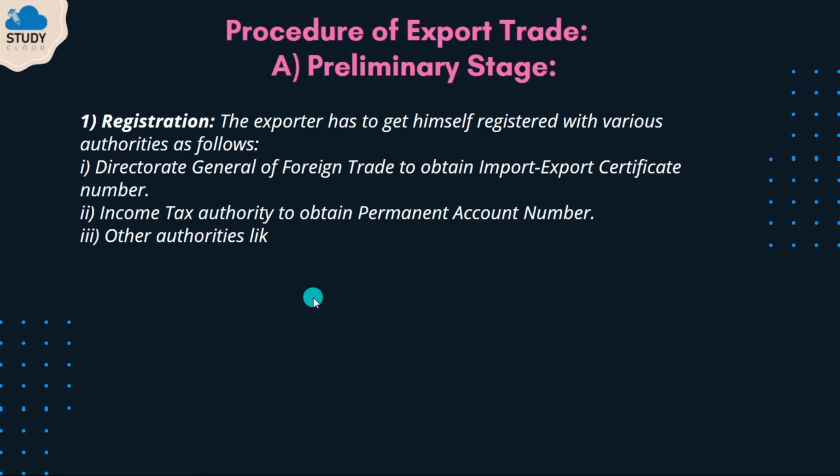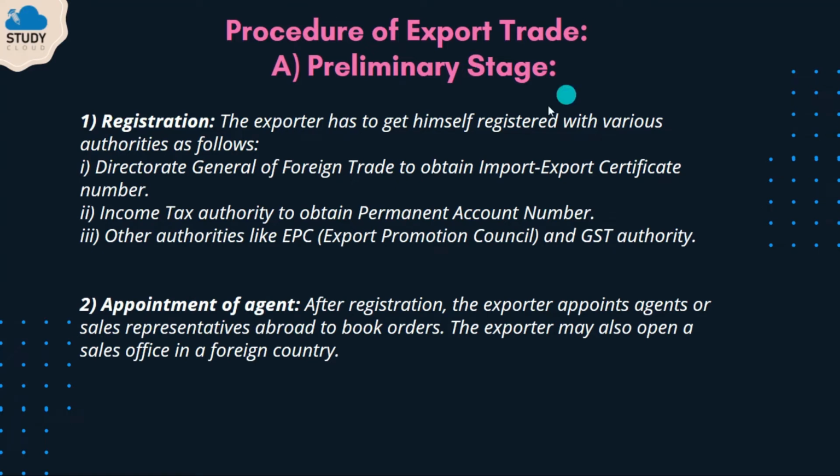Now what is the procedure for export trade? Let's see. The first stage is known as the preliminary stage. Here the first step is registration. Before going into export trade, the exporter has to get himself registered with various authorities as follows. First is the Directorate General of Foreign Trade, to obtain an import export certificate number. A person needs to get this certificate number, only then can he move further for export trade.